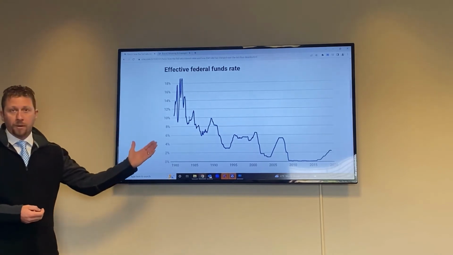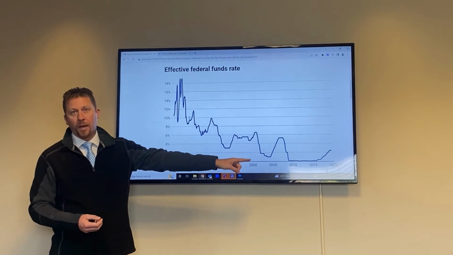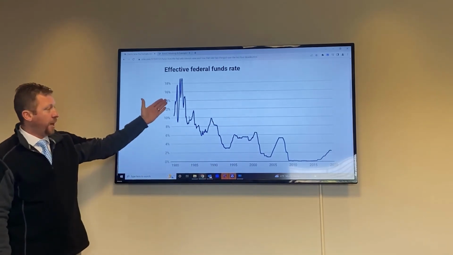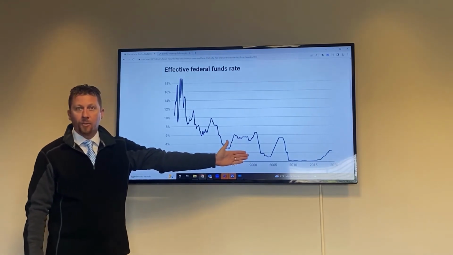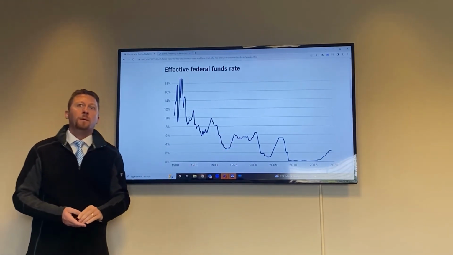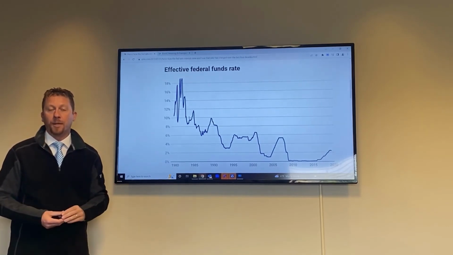So this is a chart, I don't know if you can see it, but since 1980 on out to 2020, it doesn't take a rocket scientist to understand that that chart is heading in a downward direction, okay? Well, interest rates and bonds have an inverse or opposite relationship.